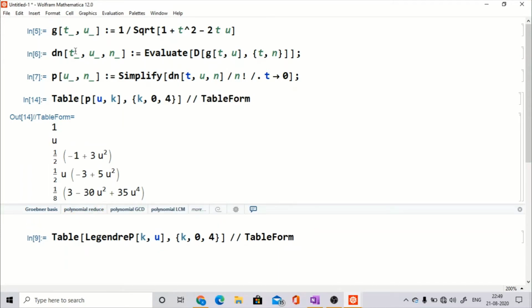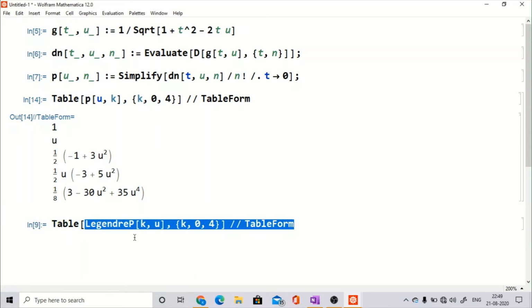You took a very simple inbuilt function and created your own function, which is a kind of complicated function. This is how you can do it. You also have the inbuilt function for the Legendre polynomial, which is LegendreP. The only difference between this function and that function is that this one is defined by ourselves, and that one is the inbuilt function. Here we have defined it as u and n, and there it is interchanged: first n and then u.